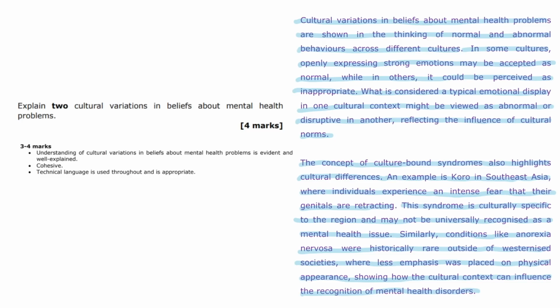This response is a strong and comprehensive answer to the question. The technical language used, such as culture-bound syndromes, demonstrates a clear understanding of the concepts associated with cultural variations in mental health beliefs. The structure of the response is really well organised, with each difference being presented in a different paragraph. This separation really enhances the clarity of the response, making it really easy for the reader to follow the distinct points that are being made.